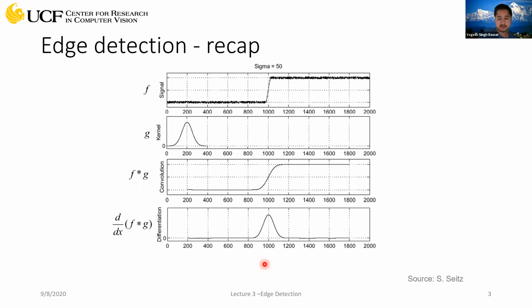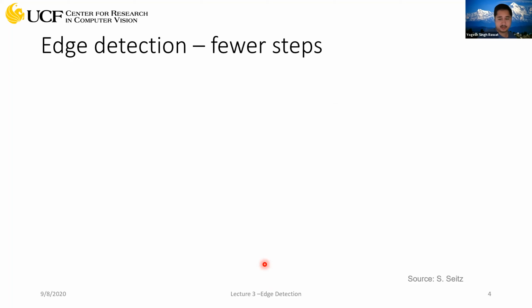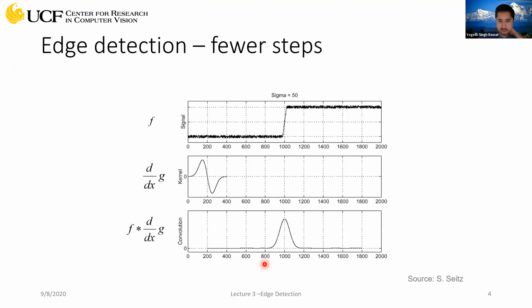And we also discussed that we can perform all these operations in fewer steps. There is an optimization. Given a signal, instead of using the filter directly on the signal, we compute the derivative of the filter, the Gaussian in this case. So this is the derivative of the Gaussian. Then we convolve this computed derivative with the original signal, and we will get the same result.